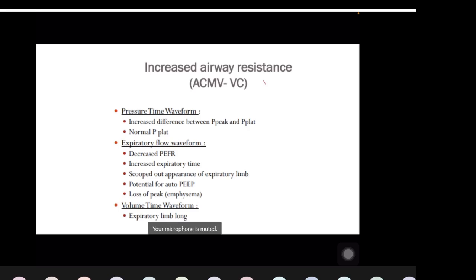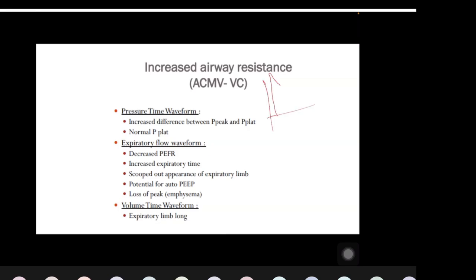What happens in the pressure time waveform? There will be a drastic fall from P peak to P plat. P plat will be normal, P peak will be elevated, and the difference between P peak and P plat will be higher. In the expiratory flow waveform, there will be a decreased peak expiratory flow rate, an increase in expiratory time, and a scooped out appearance of the expiratory limb. Also look for the potential for auto PEEP, and the expiratory limb will be longer.